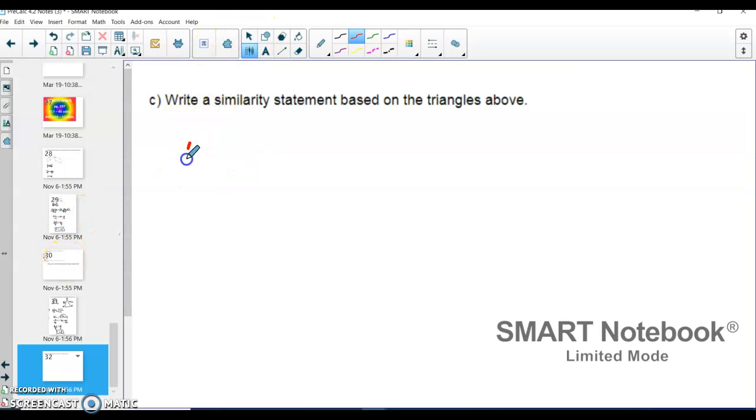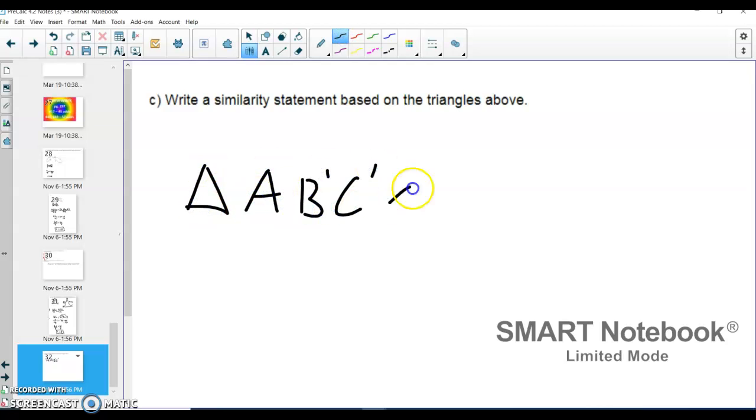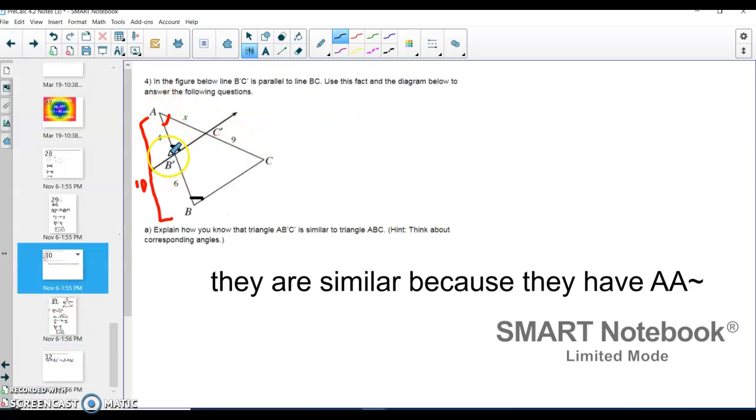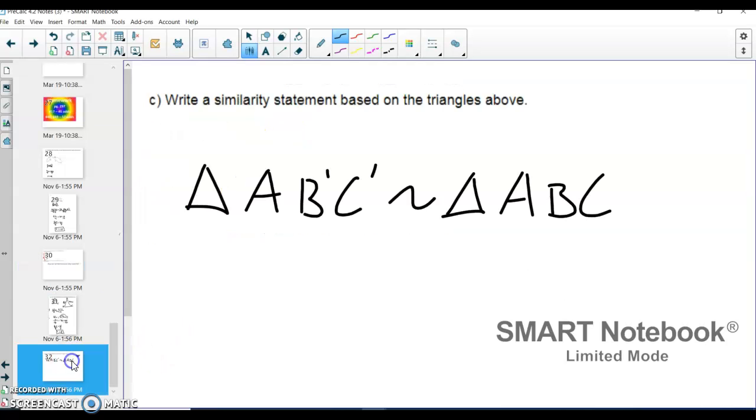Okay? Lastly, and nice and shortly, we have to write our similarity statement, and what we can say is, we could say triangle, and I'll write it out in a little bit nicer way here. Triangle AB prime C prime is similar to triangle ABC, and make sure our vertices are aligned in the correct way. So if I go A, B prime, C prime, A, B, C is the same order, same pattern, and so this is the correct way to write it.